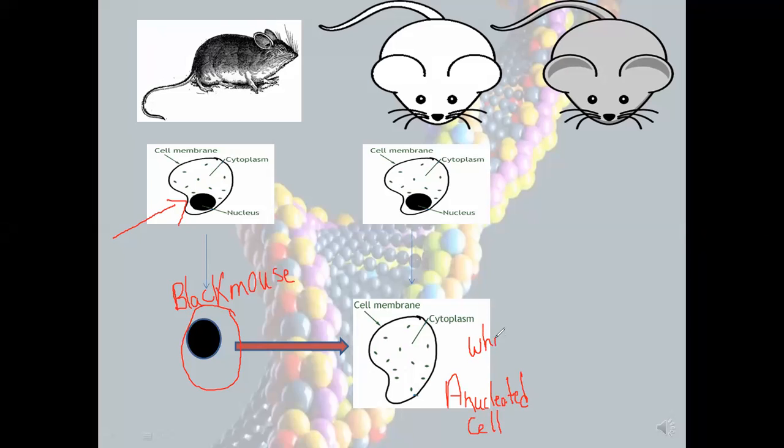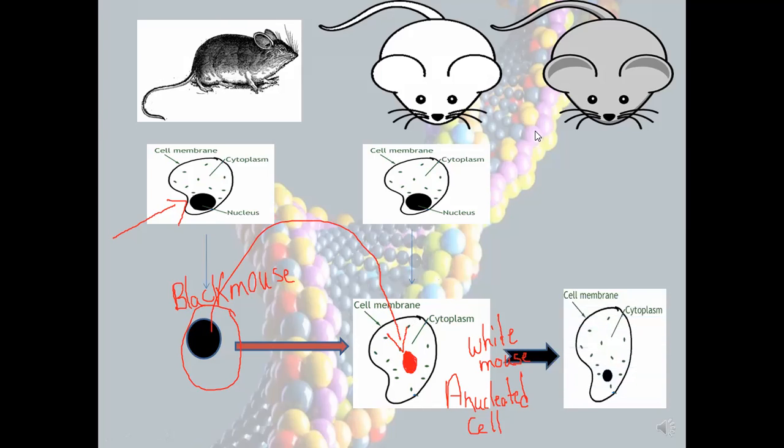So from the white mouse, we get a cell without a nucleus, called an anucleated cell. Then what did we do? We transferred the black mouse nucleus into the white mouse cell. So now the cell contains the nucleus from the black. We transplanted it into the cell of the white mouse. So it contains the nucleus from the black, and the cell membrane and the cytoplasm from the white.